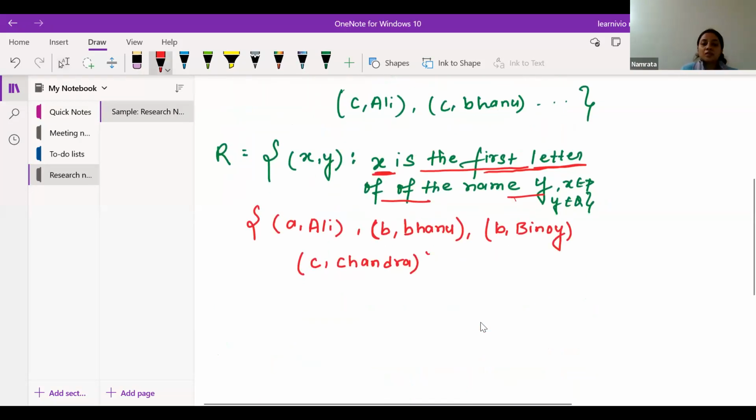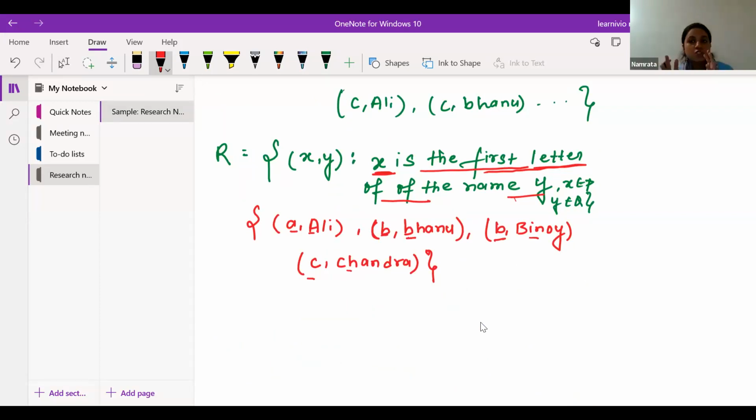So this much, this is our relation. According to the relation, we have listed down all the elements as per the given condition. The condition was that X is the first letter of the name. We have taken all X and Y such that X is the first letter of Y: A with Ali, B with Bhanu, B with Binoy, C with Chandra.